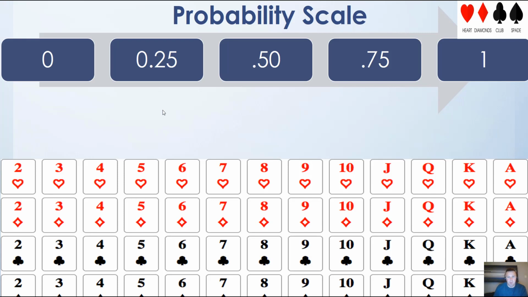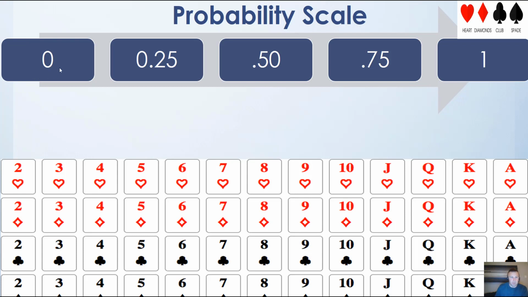So now we will look at the probability scale. Okay, so this is different to the likelihood scale. The likelihood scale, we used words. Here we use numbers. Okay, so first one, which again we know is impossible. So for example, if I look at the numbers there, I have from numbers 2 to 10, and I have what's called the face cards then as well.